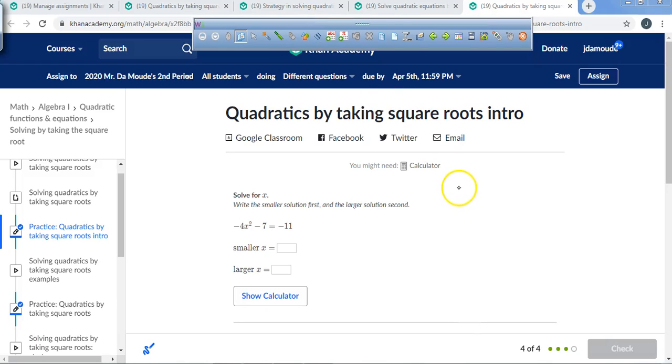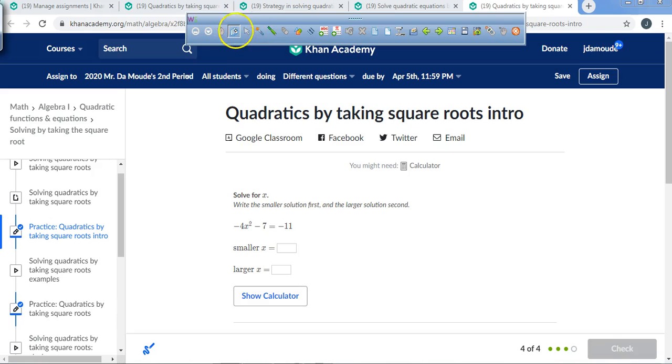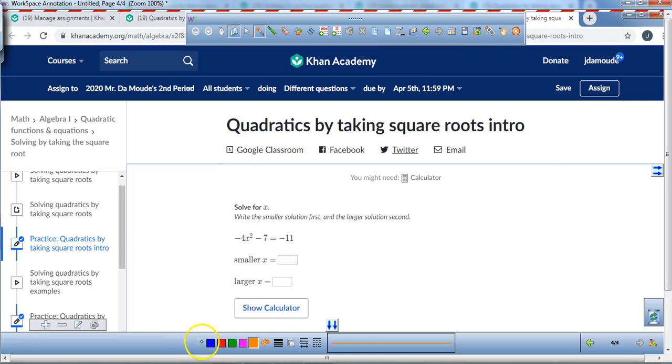Alright everybody, in this lesson we are going to learn how to take square roots to be able to solve our quadratics, solve our zeros. We're going to look at this problem right here. I'm just going to make sure you guys understand the process of how and when to take square roots.